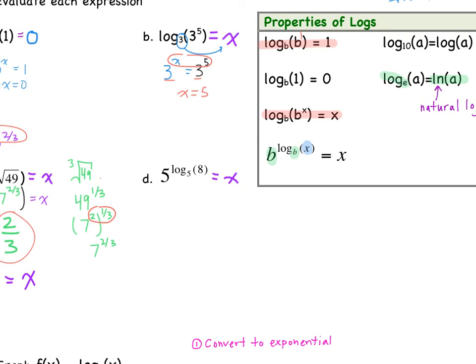Looking at part D, we have 5 to the log base 5 of 8. What's that going to equal? Well, hopefully, if we take a look at this property right next to it, we're going to see that the base of our exponent is the same as the base of our log within our exponent. So when those match, what are we left with? We're left with our argument. So this should just equal 8. Okay?